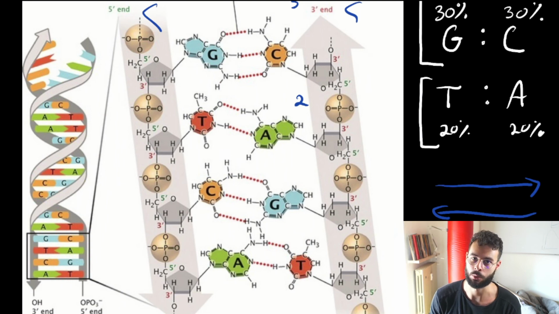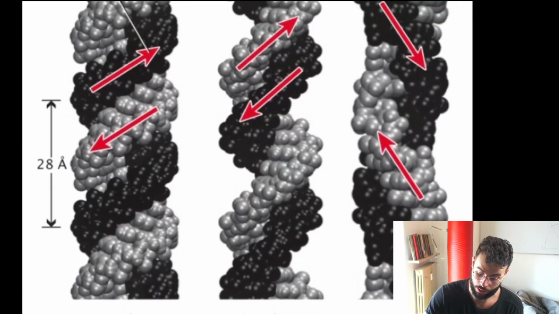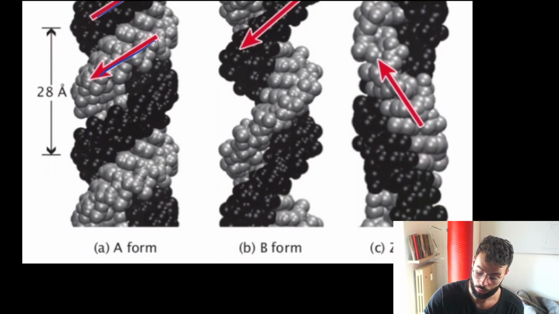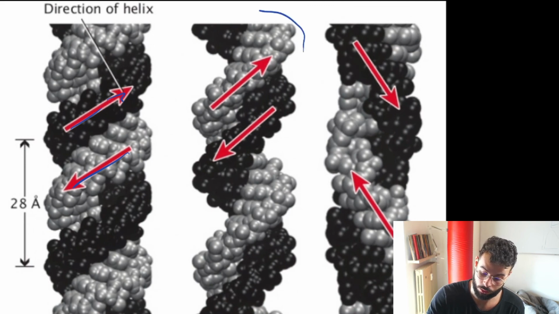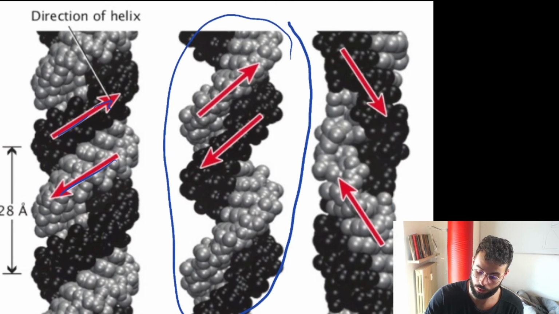Another thing I would like to add is that, similar to the beta-pleated sheet and alpha helix, because of the different sequences of the hydrogen bonds and the nucleotides, we can get different helical shapes that we have in nature. We have the A form, which is anti-parallel. We have the B form, and the B form is the most common type we see in nature. And we have something called the Z form.